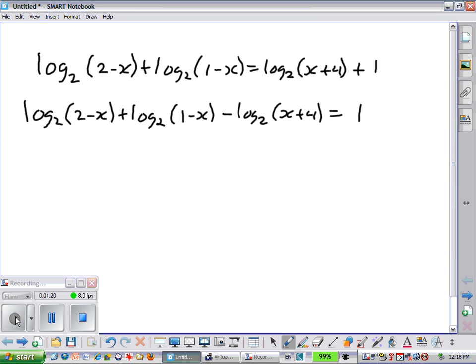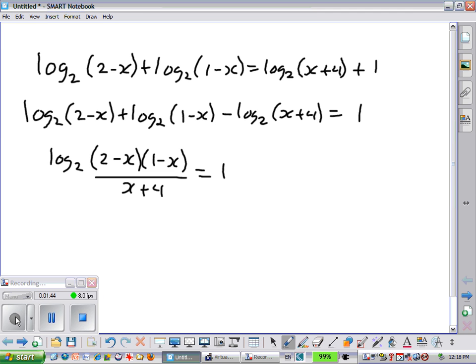The first two are being added, and adding, when we use our log rules, means we're going to multiply those two together. And the third one is being subtracted, which in log rules means we're going to divide it. So now we have a single log on the left and a number on the right. Let's see what we can do with that.